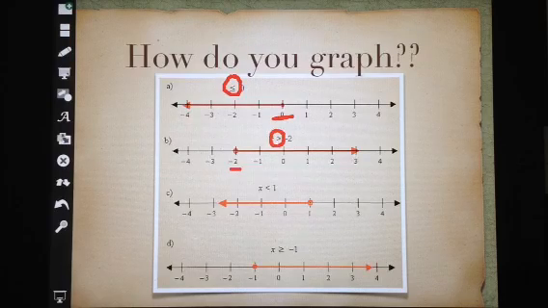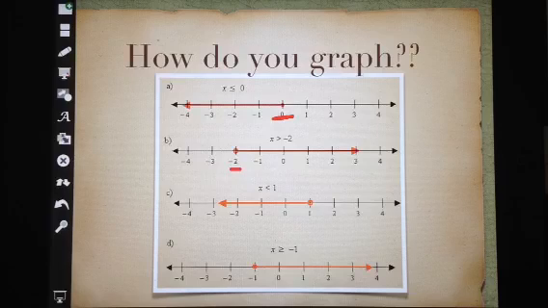So, in the first one, it says x is less than or equal to 0. So that means it's true for all the numbers that are less than 0. So my arrow is going to the left. For B, it says x is greater than -2, which means it's true for all values that are greater than -2, which means all the numbers to the right. My arrow goes to the right. For C, x is less than 1. So it's true for all numbers that are less than 1, so I draw my arrow to the left.